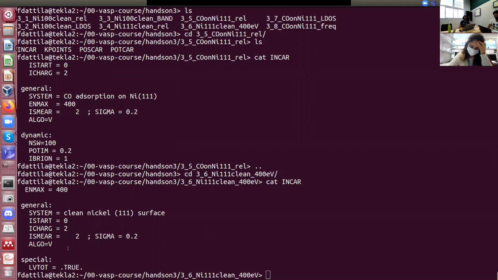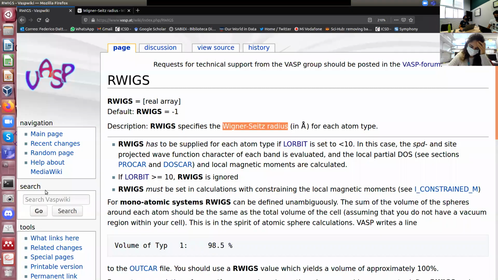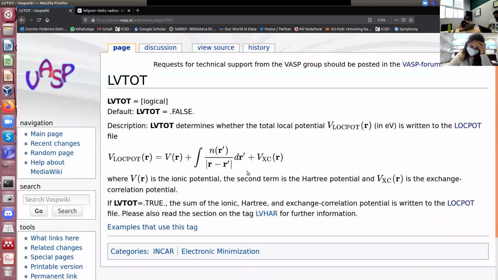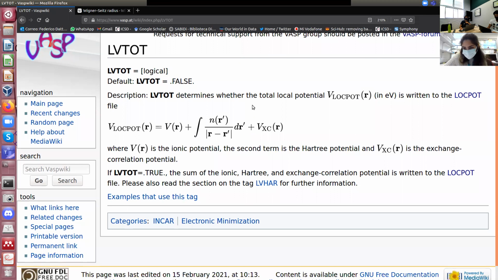And the other one is LVTOT true. I remember in the other case, in 3.7, there is another case where they also use this with LDIPOL, and I don't know why they use this in this case, because dipole means they are talking about taking into account the dipole in the cell, and in the other case they didn't take this into account. Okay, so again.